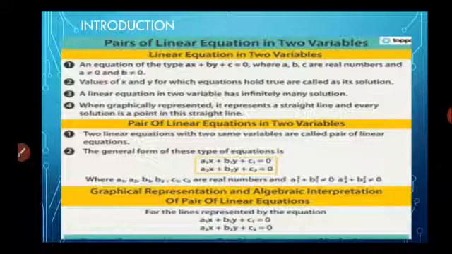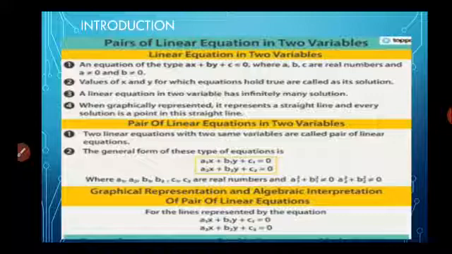Now we are going to see pair of linear equations in two variables. We have seen a linear equation in two variables, only one equation, but here it is a pair. That means the linear equations will always be 2. So here we are taking a1x plus b1y plus c1 is equal to 0, a2x plus b2y plus c2 is equal to 0. Both have the same variables, and this is called a pair of linear equations in two variables.